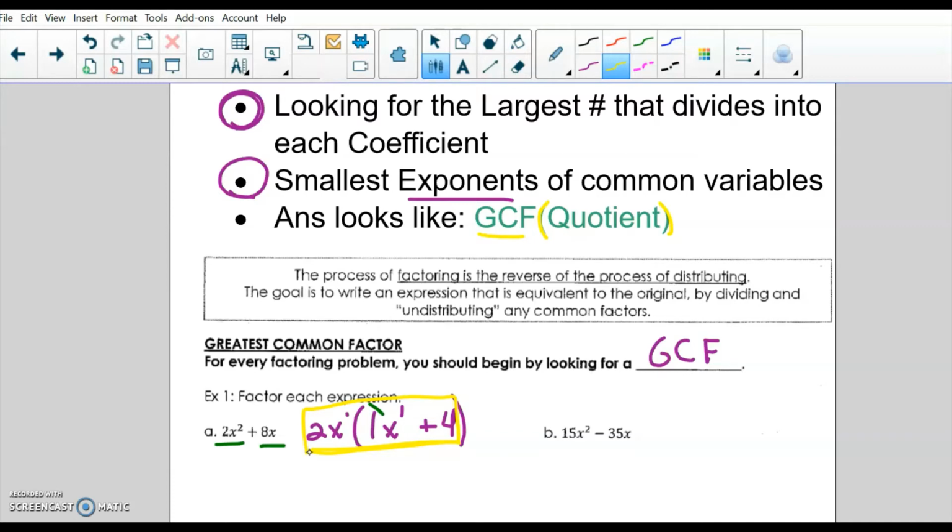All right, let's quickly do B. What's the largest number that divides into 15 and 35? So we get 5. Do they have a variable in common? Yes, they do. What is the smallest exponent of those? It is 1. Divide. 15x squared divided by 5x would be 3x. Subtract. 35x divided by 5x is 7. And that is GCF factoring.